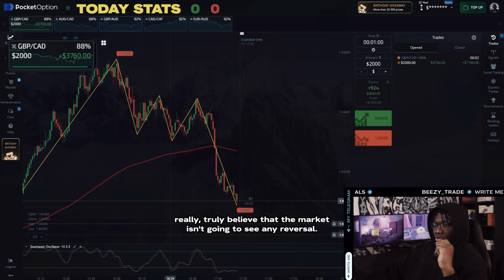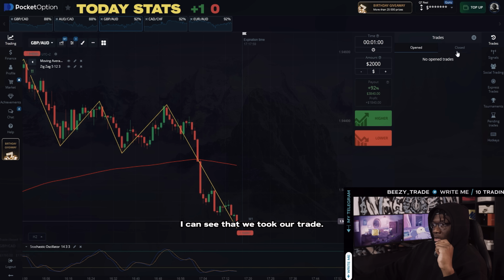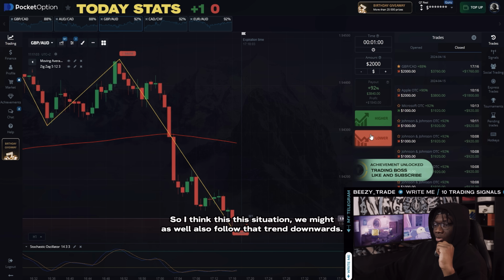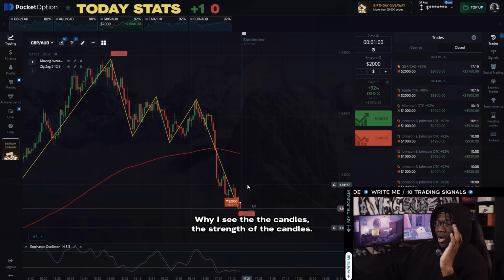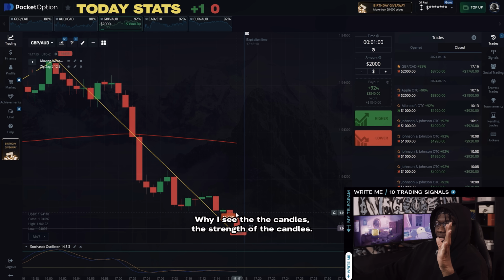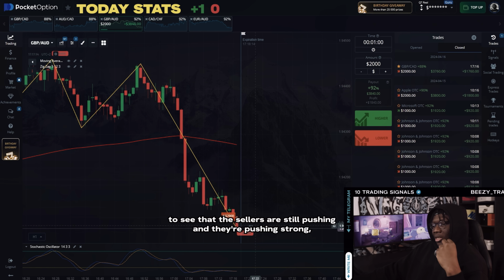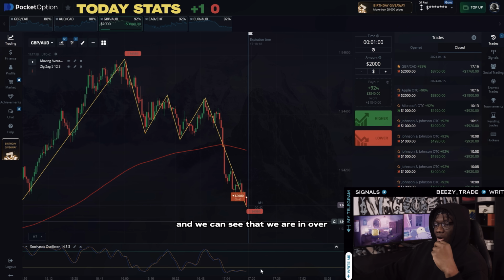So right now, if we truly believe the market isn't going to see any reversal, I can see that we took our trade and made a nice little profit while I was trying to explain this. So in this situation, we might as well also follow that trend downwards. Why? I see the strength of the candles. Even though the buyers try to push the price up, I can still see that the sellers are pushing, and they're pushing strong.